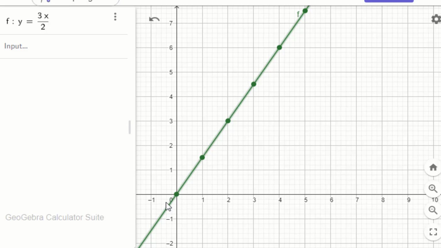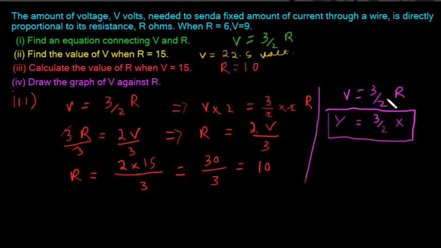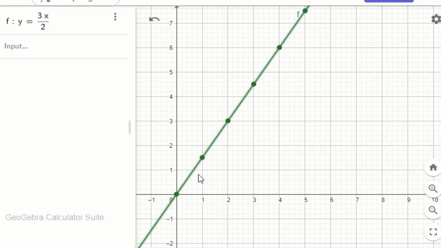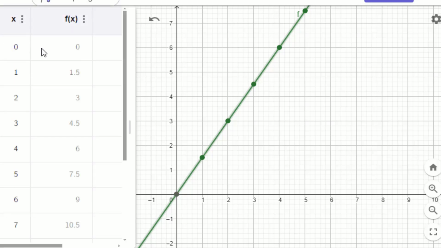We can clearly see the graph shows a direct proportionality between y and x, which is originally V and R. So as x doubles, y also doubles, and so on. So this graph is a straight line that passes through the origin. The line rises steeply because the slope 3 by 2 is greater than 1. If you want to see the points for 0, 0 and for 1, as I told you, this is the slope. Per 1 unit increase on the x-axis causes an increase of 1.5 on the y-axis.